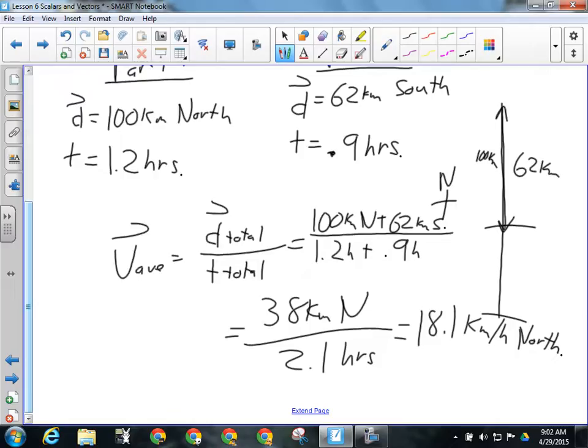Now, that one's fairly straightforward in that we were given d and t for both parts. It would be very easy to, instead of giving you distance for part one, give you the velocity in part one. Then you would have had to calculate the distance before you could have done this step here. And we did a few like that yesterday with scalar stuff.